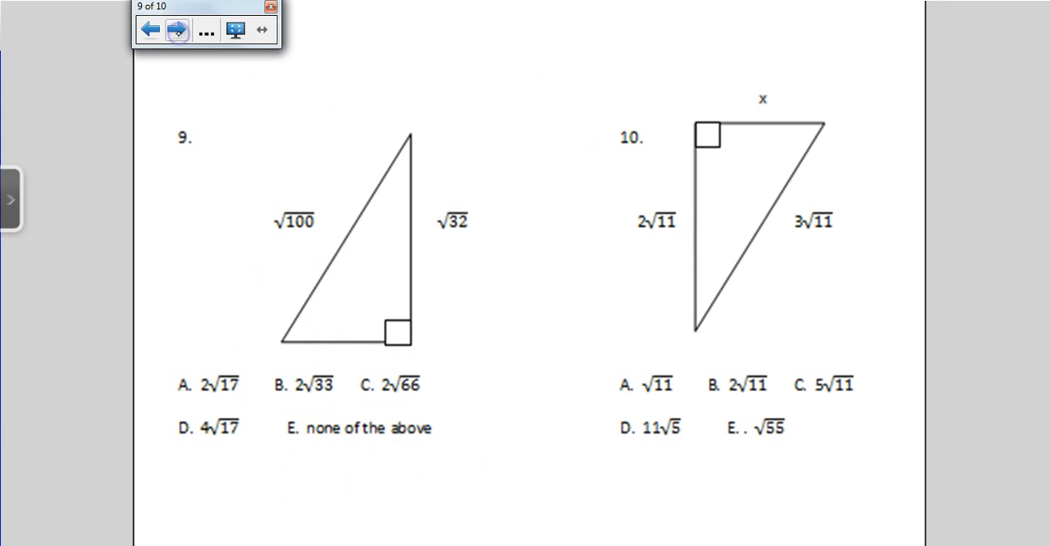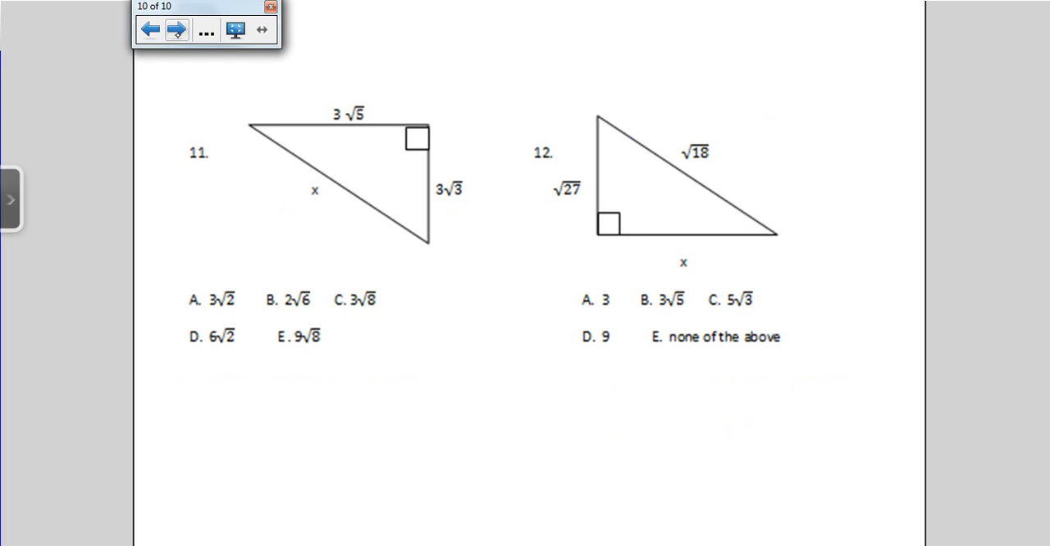Alright, we're going to let you go ahead and finish the rest of the worksheet. Good luck.